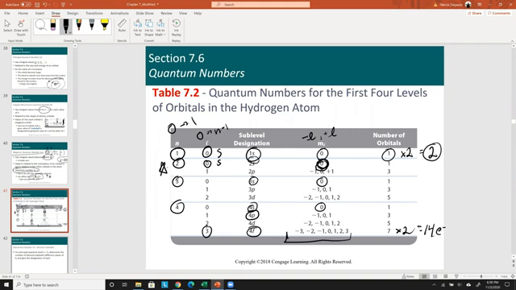Each one of them holds 2 electrons. So in P's case, you have 3 of them. Each one holds 2 electrons, maximum of 6. But in S's case, there's only one. It holds a maximum of 2. So that means the maximum number of electrons is 2 in the s orbital. In every s orbital, it's 2.